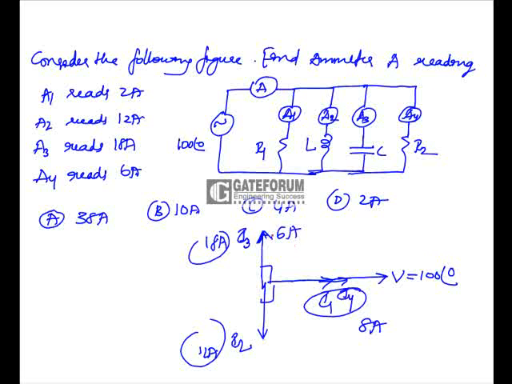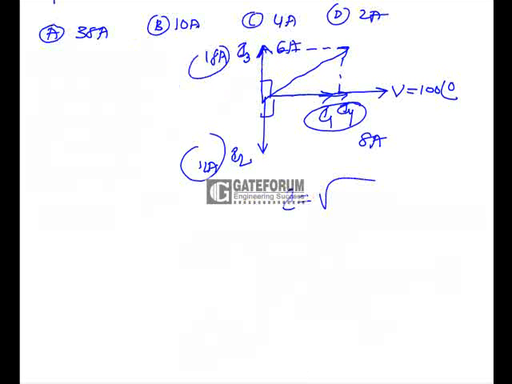Now what is the ammeter A reading? The ammeter A reading is the resultant of these two. I is equal to square root of 6 squared plus 8 squared, which is equal to 10 amperes. Option B is the correct answer.